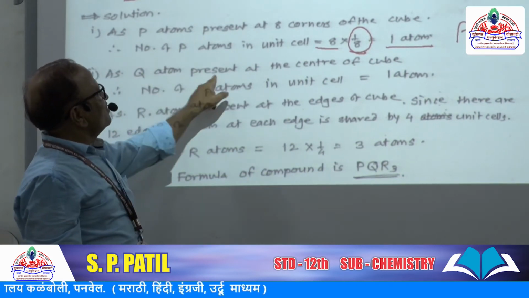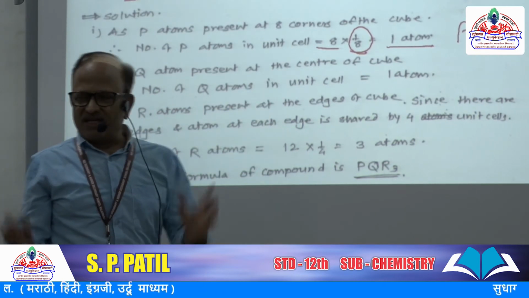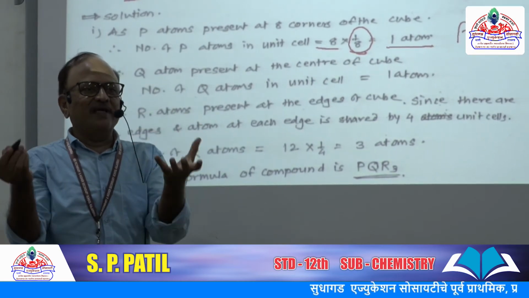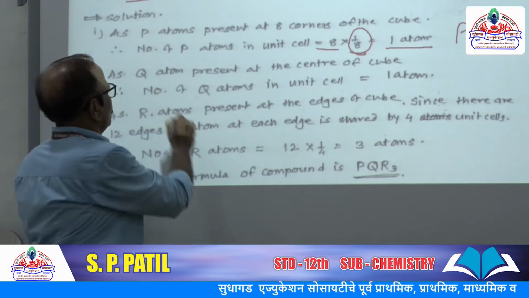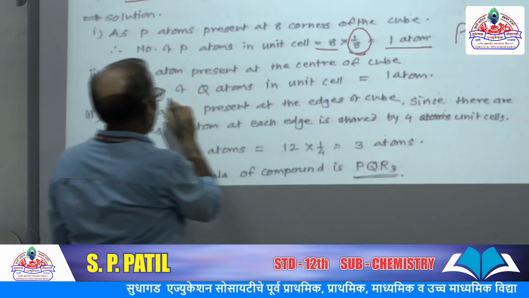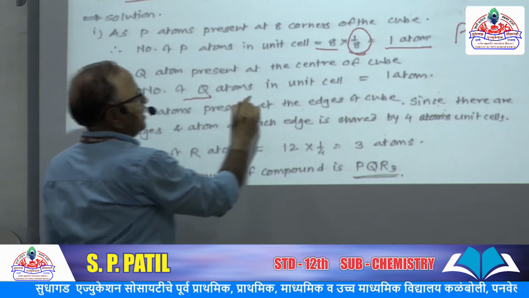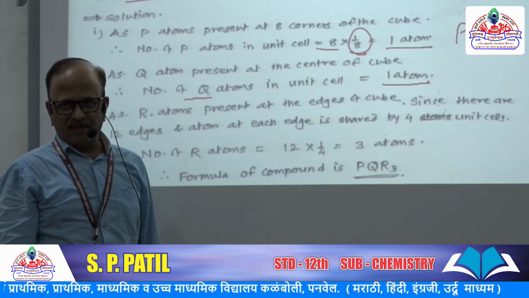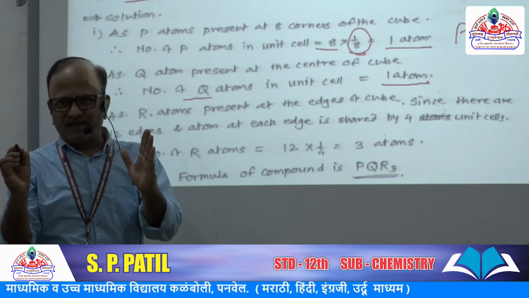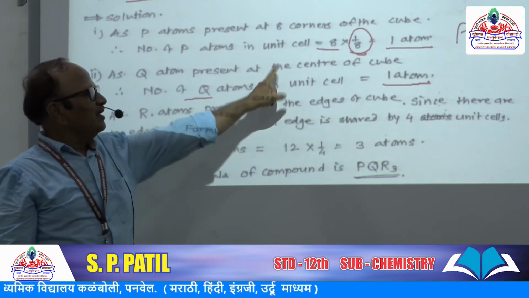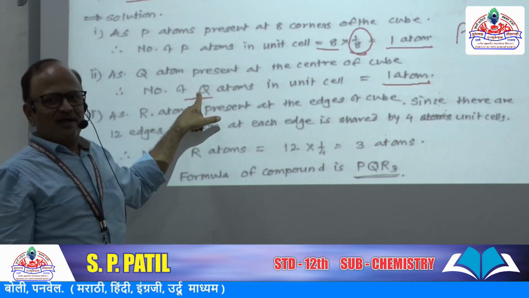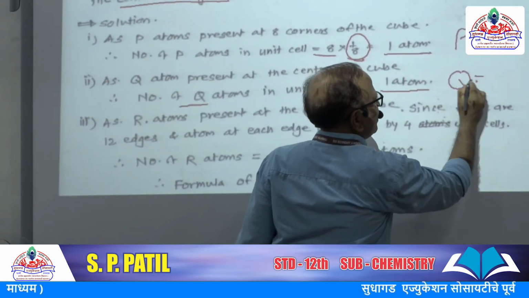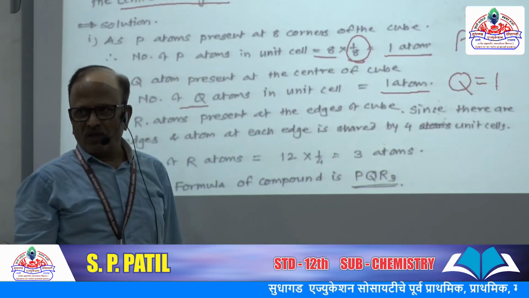Second, Q atoms are present at the center of the cube. Center of cube means body centered, at the center of the body, and the body is the cube, a cubical body. So the number of Q atoms in the unit cell is equal to 1 atom. Is it right? Only one cube is there, and at its center only one Q atom is present. So the number of Q atoms is also equal to 1.